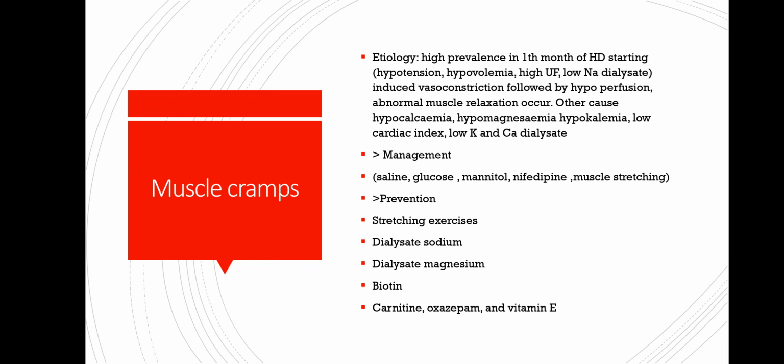Next one, muscle cramps. The etiology is high prevalence in the first month of HD starting, with hypotension. Another condition is hypovolemia, high UF and low sodium dialysate. It induces vasoconstriction followed by hypoperfusion, and abnormal muscle relaxation occurs. Other causes are hypocalcemia, hypomagnesemia, hyperkalemia, low cardiac index, and low potassium and calcium dialysate. The management is saline, glucose, mannitol, nifedipine, and muscle stretching.